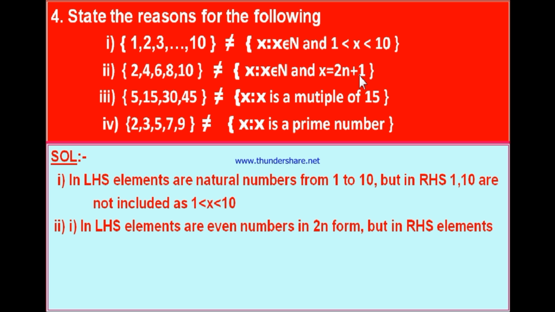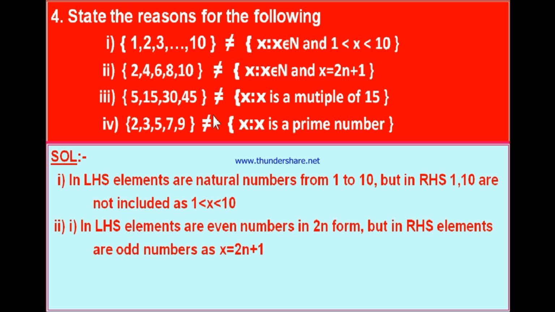Therefore, using x is equal to 2n plus 1, you are getting odd values at RHS, and in LHS we have even numbers. Since no even number is equal to an odd number, both the sets are not equal. You see the reason. In LHS, elements are even numbers. An even number should be in the form of 2n. But in RHS, the elements are odd numbers which are in the form of 2n plus 1. Therefore, they are not equal.